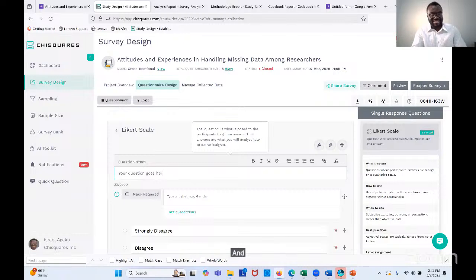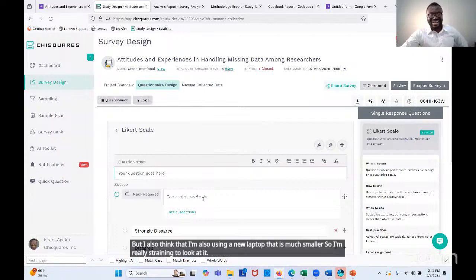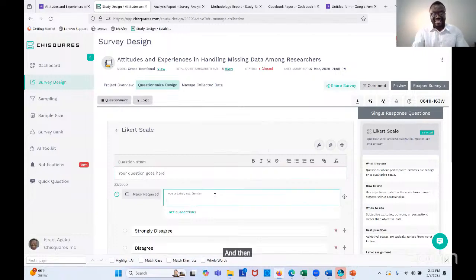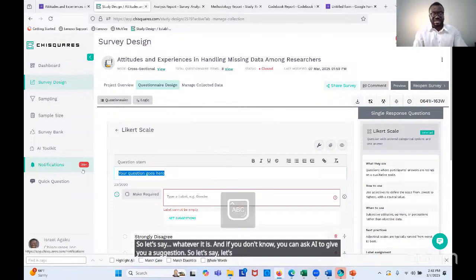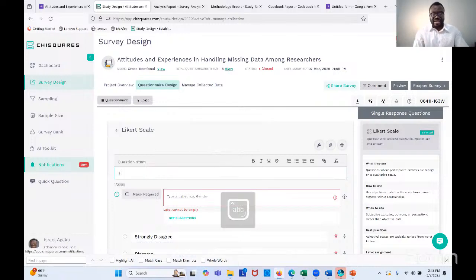I'm also using a new laptop that is much smaller, so I'm really straining to look at it. And then you provide a label. The label is what later on becomes a variable name. So whatever it is, and if you don't know, you can ask AI to give you a suggestion. So let's type a real question: To what extent do you agree or disagree with the policy XYZ, right?